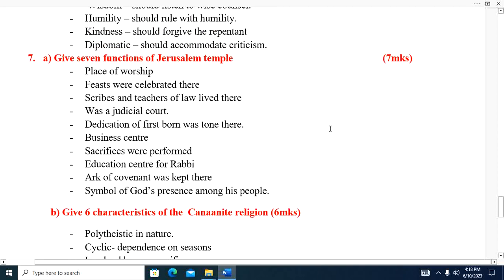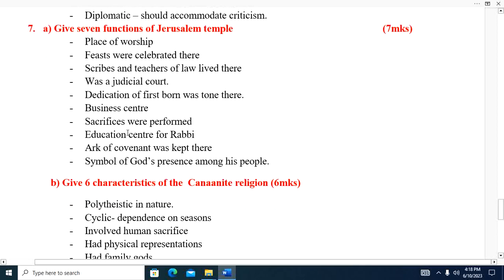We have question number 7. 7 functions of the Jerusalem temple. It was a place of worship. It was the place where feasts were celebrated. Next, scribes and teachers of the law lived there. It was a judicial court. It was where dedication of the firstborn was done, and there was a business center. It was the place where sacrifices were performed.